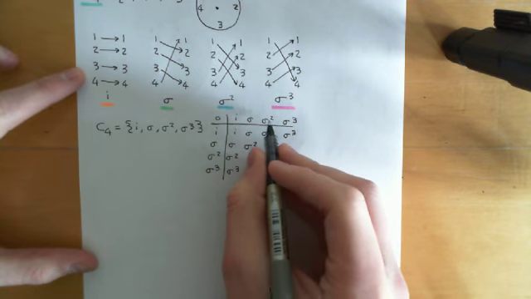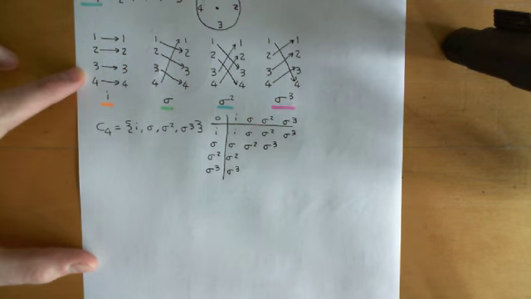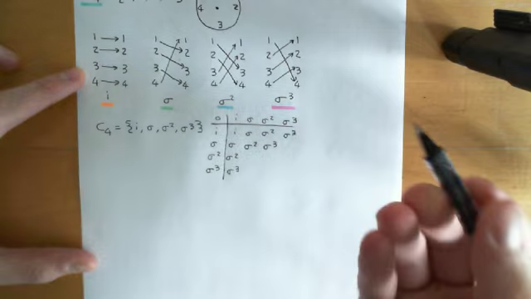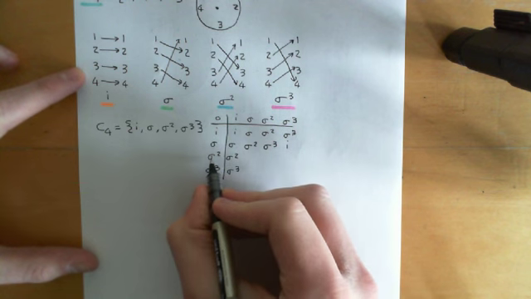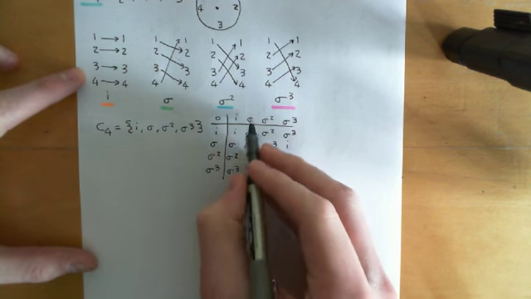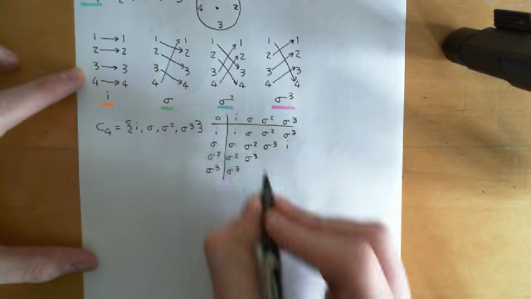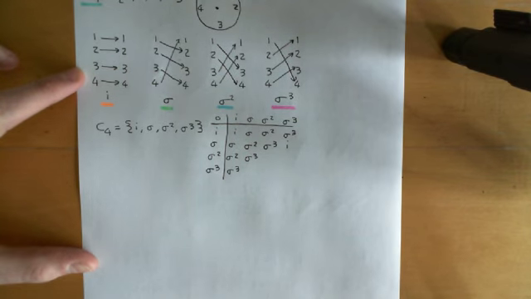Sigma composed with sigma squared means rotate by 180 degrees and then rotate by 90, of course that's the same as rotating by 270. Sigma composed with sigma cubed means rotate by 270 and then rotate by 90, which of course is rotating by 360, or rotating by nothing, the identity element. Next up down here, we'll have sigma squared composed with sigma. That means rotate by 90 and then rotate by 180. That's the same as rotating by 270. Then we've got sigma squared composed with sigma squared, rotate by 180 degrees and then rotate by 180 degrees again. That's rotating by 360 degrees, or nothing, effectively.